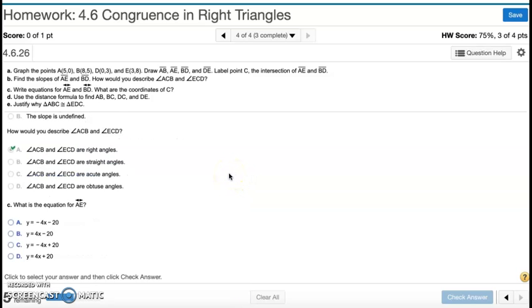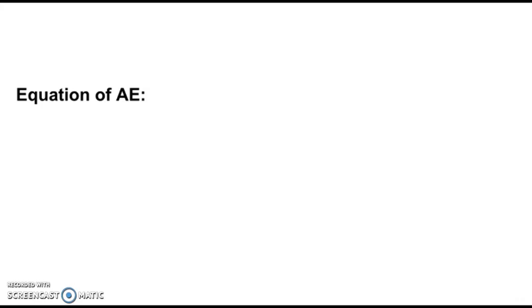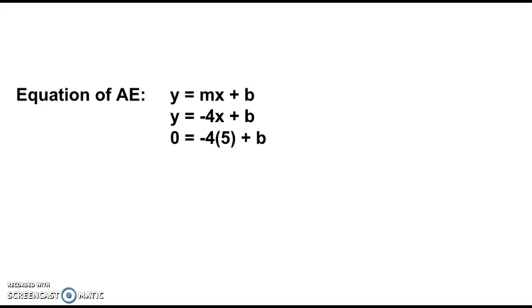Now it is asking you to write the equation for line AE. So let's find it. We already know that the slope of AE is negative 4. We can substitute that in for m because we are going to use y equals mx plus b, which is slope-intercept form, where m is the slope and b is the y-intercept. Now I'm going to substitute in the coordinate for A, because the numbers are easier to work with, for x and y, so that I can find my b.